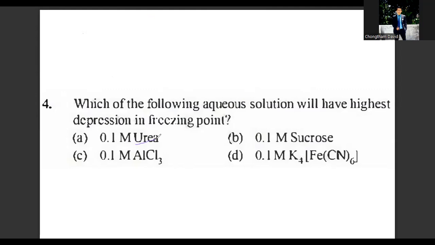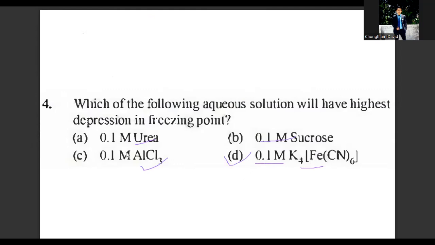Urea is a non-electrolyte. It won't undergo dissociation. This is also out of the context. How many particles for aluminum chloride? 4. And for this potassium ferricyanide, it releases 5 particles. So in chemistry, particle means atoms, molecules, or ions. So 5 ions will be generated from this complex salt, and hence it has the lowest freezing point. D would be the answer for question number 4. I hope this is understood.